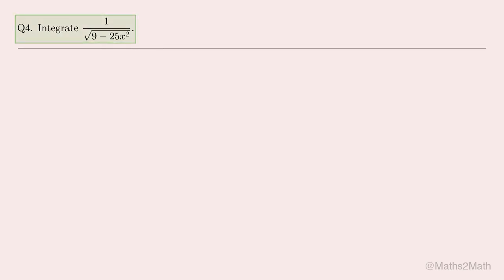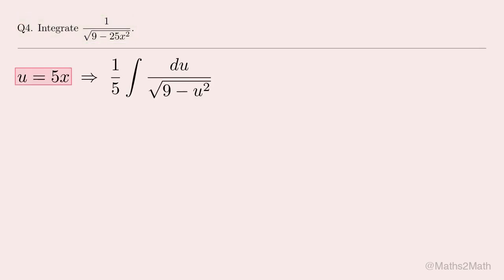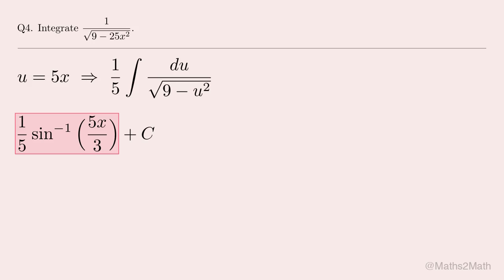Question 4. A root of a difference, inverse sine. Pull the 25 into the substitution. U equals 5x turns the root into 9 minus u squared. Inverse sine of u over 3, scaled.